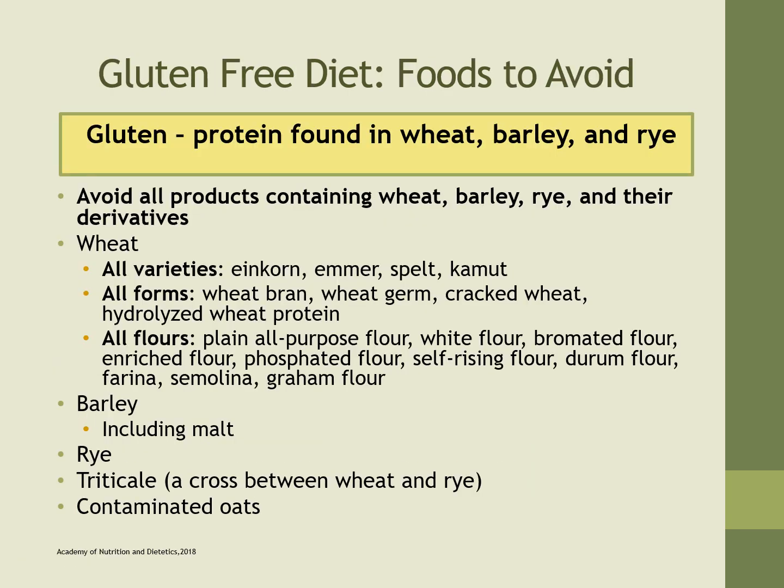Gluten is a protein found in wheat, barley, and rye. People with celiac disease should strictly avoid all products containing wheat, barley, rye, and their derivatives. All varieties of wheat have to be avoided: einkorn, emmer, spelt, and kamut. All forms of wheat, all flours have to be avoided as well. The examples are listed here. Barley, including malt, rye, and triticale, have to be avoided as well.